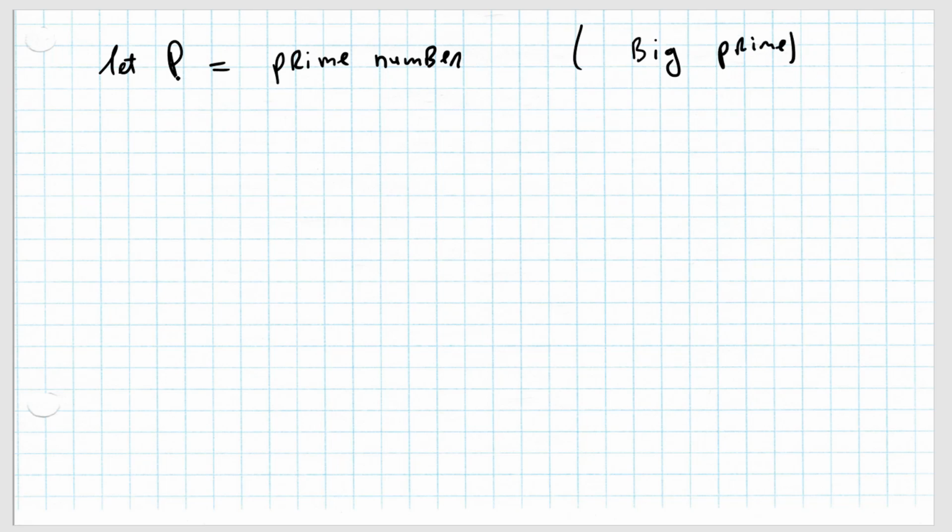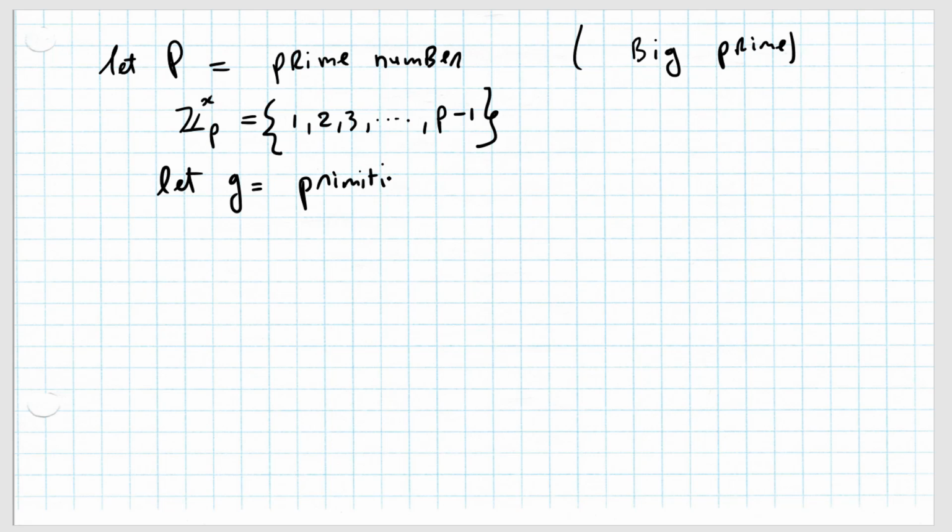and you'll see why. So if you give me a prime number, I can create this set called Z_p^*. The star is for all the integers up to p minus 1, excluding 0. So 1, 2, 3, up to p minus 1. So let G be a primitive root mod P.